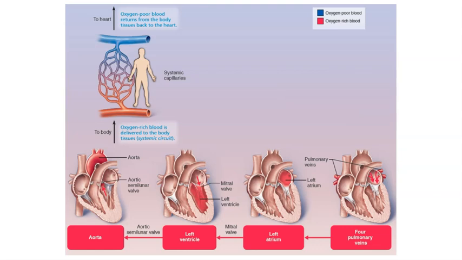Blood in those systemic capillaries is going to deliver some of its oxygen to the tissues as well as any of the nutrients that it's carrying. And in delivering its oxygen, that blood is going to become less oxygenated than it was previously. So it's going to deliver some of that oxygen, and that deoxygenated blood will be returned to the heart through those veins that we had just discussed, like the superior vena cava and the inferior vena cava.